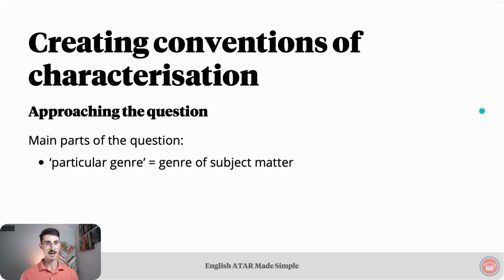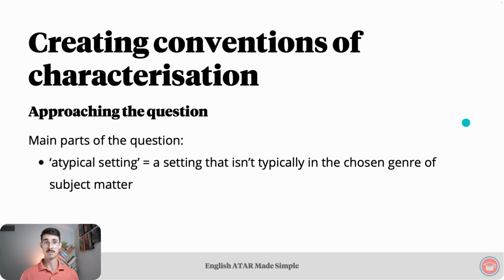novel. Another main part of the question is the term particular genre, which tells us that we can choose which genre of subject matter our story will fall within. For instance, action, comedy, dystopia, etc. Another main part of the question is the term atypical setting, which just means a setting that isn't typically chosen in the genre of subject matter. For instance, a rom-com that takes place in a prison.